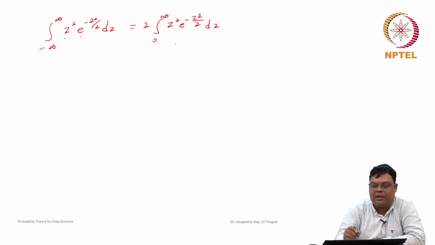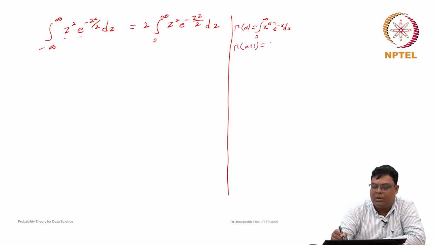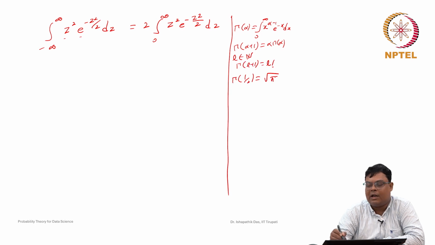Now, how will we do this integration? Again we will use the help of the gamma function. So, gamma alpha is nothing but integral from 0 to infinity of x to the power alpha minus 1 e to the power of minus x dx. Here you can see that e to the power of minus z square by 2 is there. Also we know these formulas: gamma alpha plus 1 is equal to alpha gamma alpha, and for L a natural number, gamma L plus 1 is equal to L factorial, and gamma half is equal to root pi. So, we will use those results.